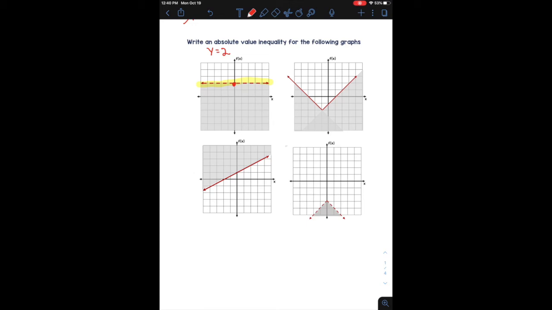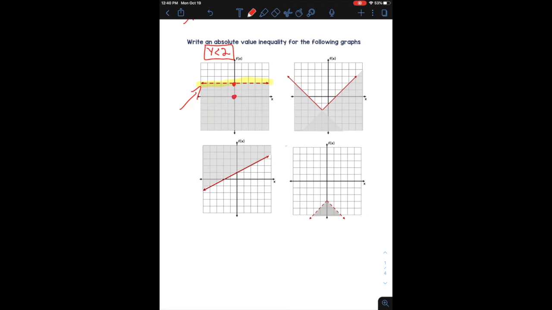However, we know that we have an inequality, and the first thing we know is that the inequality is going to be either a less than sign or a greater than sign because we have a dotted line. Since it's shaded below, we know we have a less than sign, and this would be our inequality for our first graph. We could also double check to see if our sign is correct by plugging a solution in.